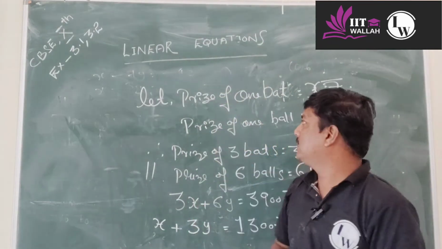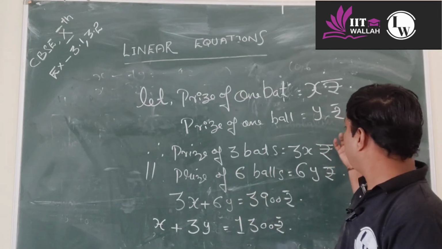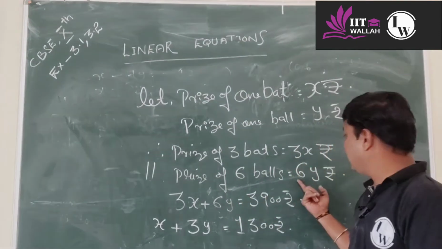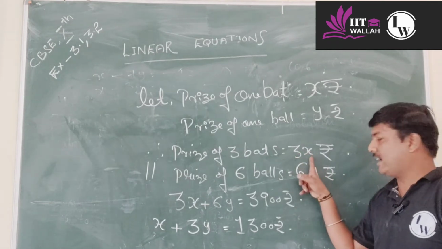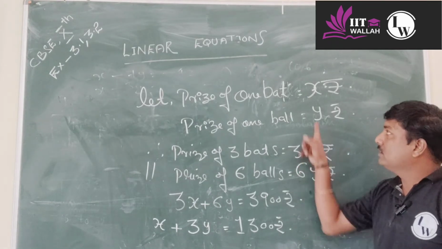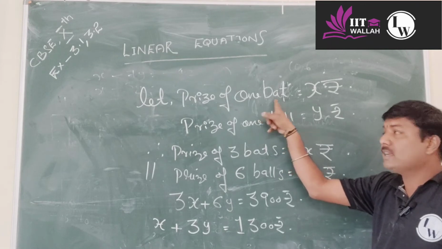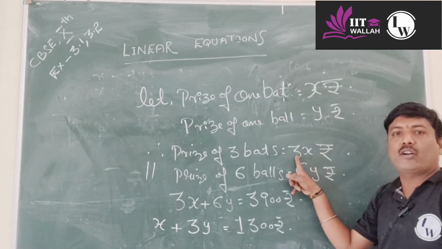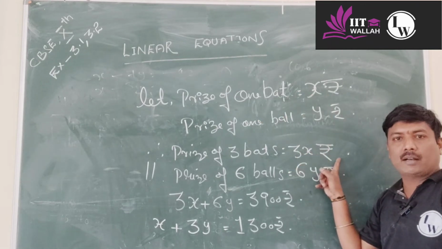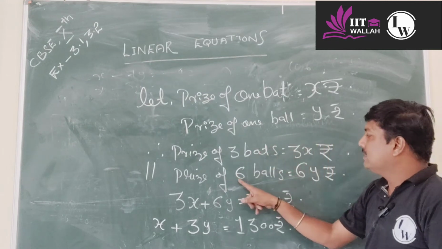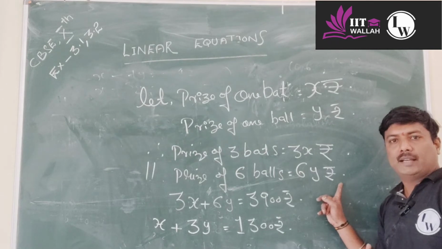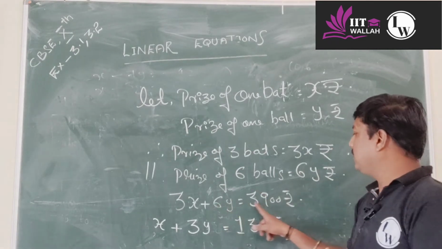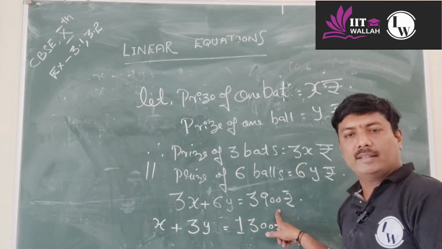One coach buys 3 bats and 6 balls. The price of 3 bats will be 3X. Why? Because the price of 1 bat is X, so 3 bats will cost 3X rupees. Clear? 6 balls will cost 6Y rupees. Clear? And together that is 3,900 rupees. It is given in the question.